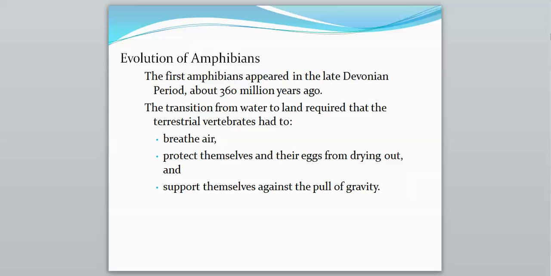And they also just had to protect themselves from drying out. And they had to support themselves against the pull of gravity. In water, they can kind of just have a free-floating body there. The water keeps everything held together. When you leave the water, your body needs to be able to hold itself upright. It can't just flow around in the water and use the water for support. So those are three big challenges that our first amphibians had to overcome.